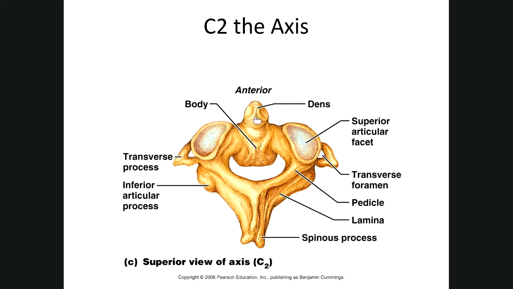Remember, orthodontists are people who put braces on you. They're teeth. So that word means tooth. But you see it also has transverse foramen. And there's a little bitty bifid spine there.